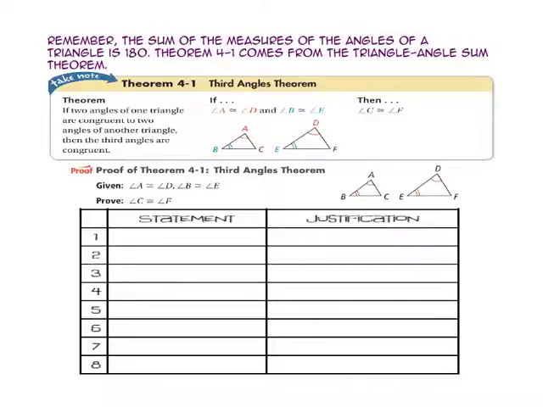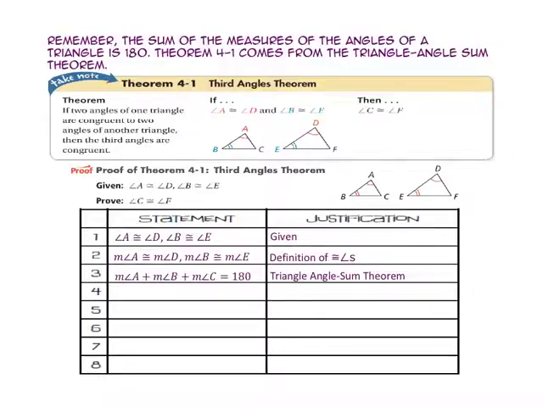Angle A is congruent to angle D, and angle B is congruent to angle E. That means the measure of angle A is equal to the measure of angle D, and the measure of angle B is equal to the measure of angle E by the definition of congruent angles. By the triangle angle sum theorem, the measure of angle A plus the measure of angle B plus the measure of angle C equals 180.